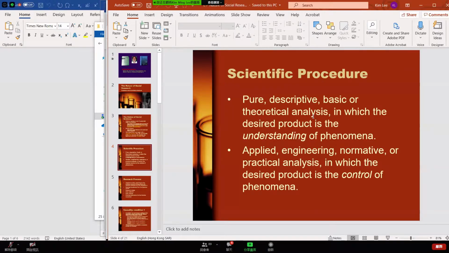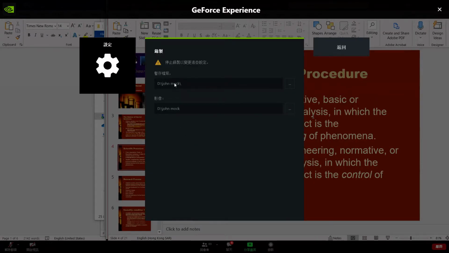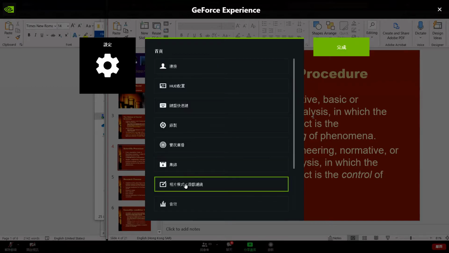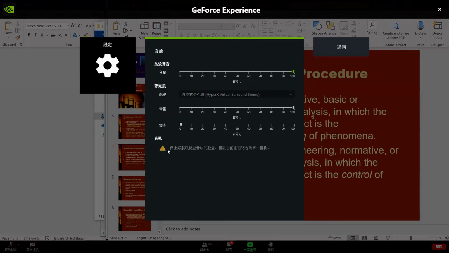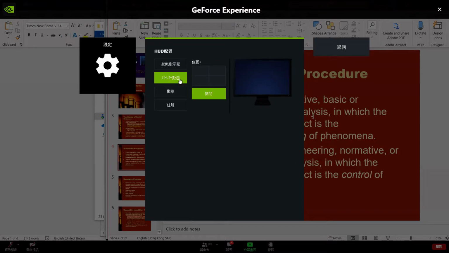For example, physics, chemistry, biology, all these natural science subjects aim at understanding the phenomenon. You cannot apply it. And the second one is so-called applied research. Applied research, for example, engineering. Engineering is applying physics in the real world, trying to build something using some physics laws. So that is the applied.